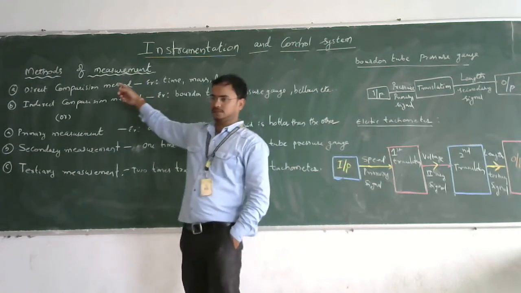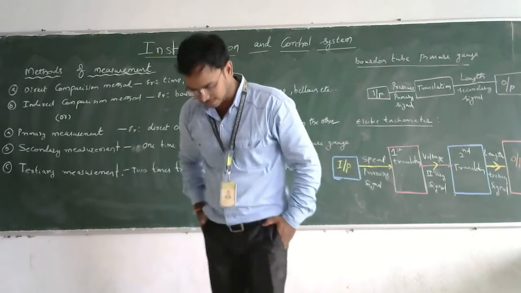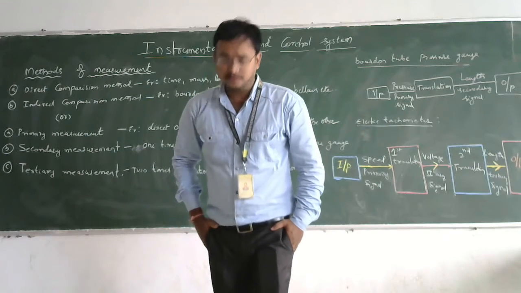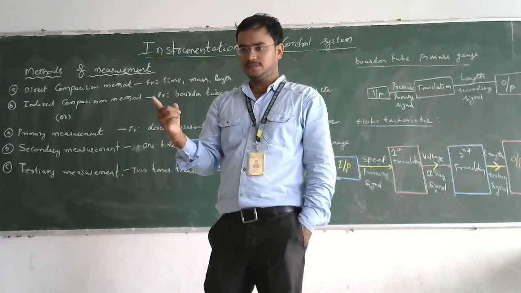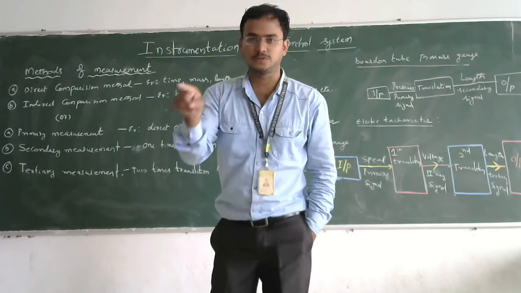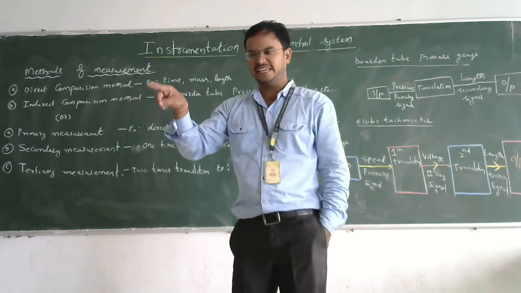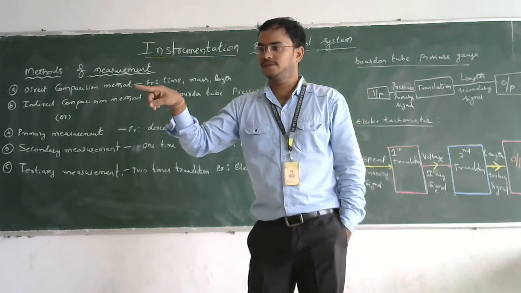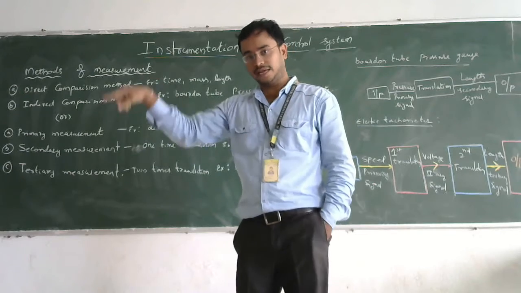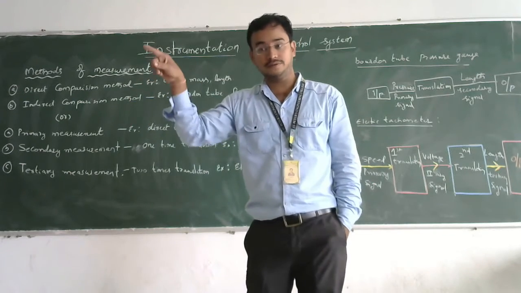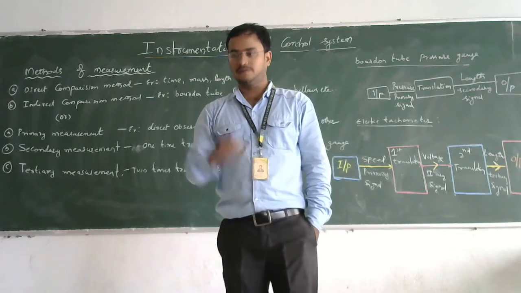Now the second kind, the indirect comparison method. In the indirect comparison method, the input parameters, the physical quantities, will get converted into a suitable form, and that form will lead to some indications. Say, it will change the displacement, it will change the length. We will make use of that, and we will calibrate the noted values to find out the physical quantity.